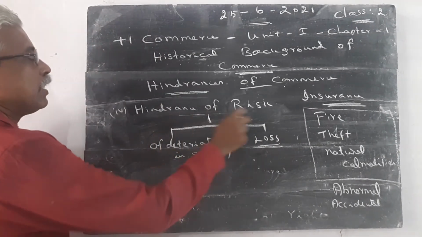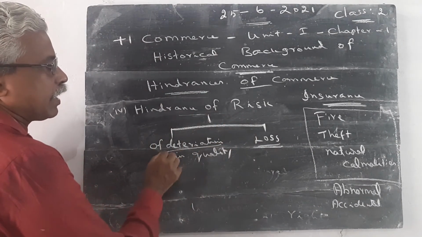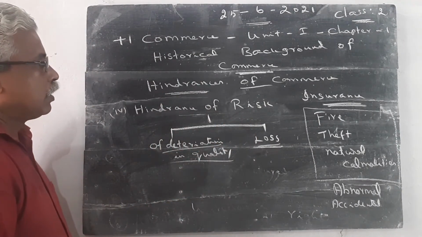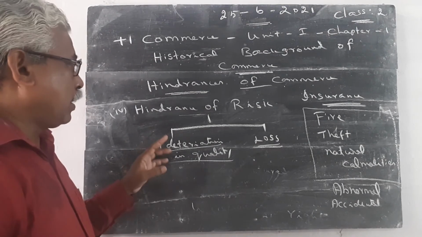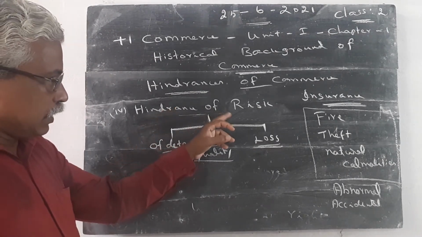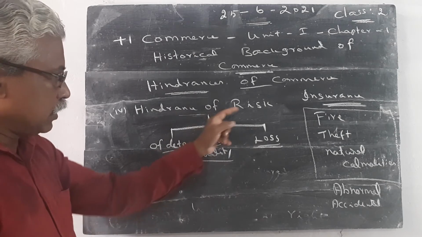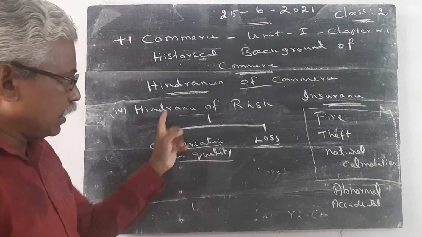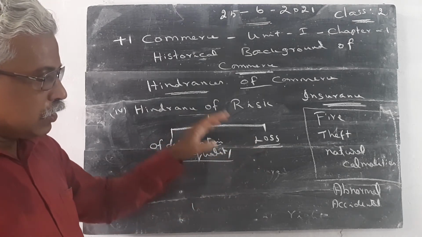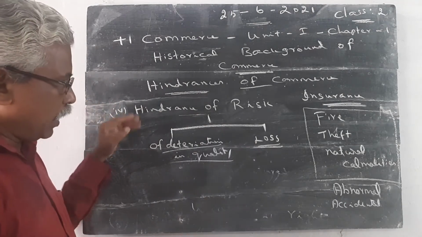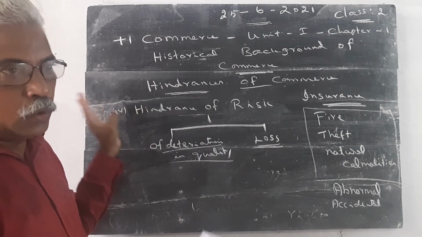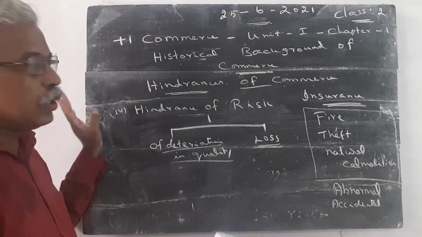Then, hindrance of risk of deterioration in quality. In our textbook, the hindrance of risk is given in 2 points: hindrance of risk of deterioration in quality and hindrance of risk of loss. But I explain these 2 points together. You also try to write these points together.